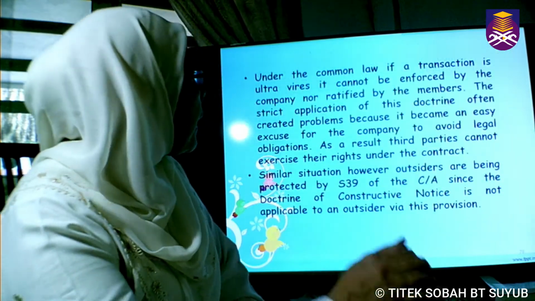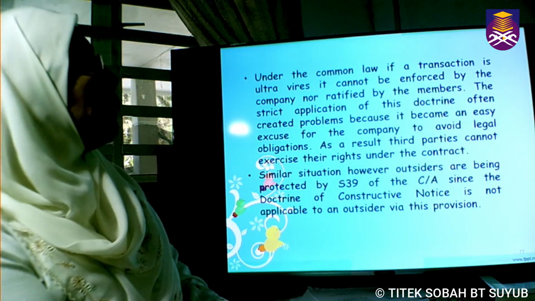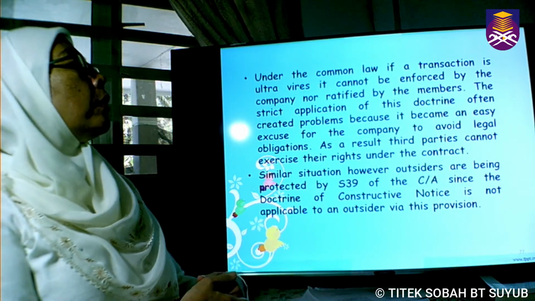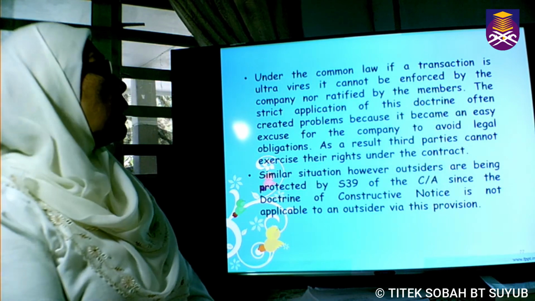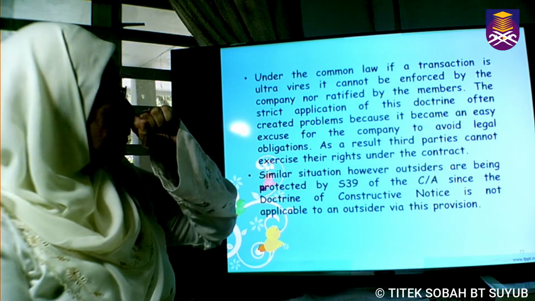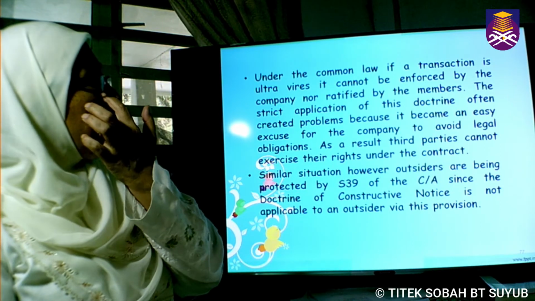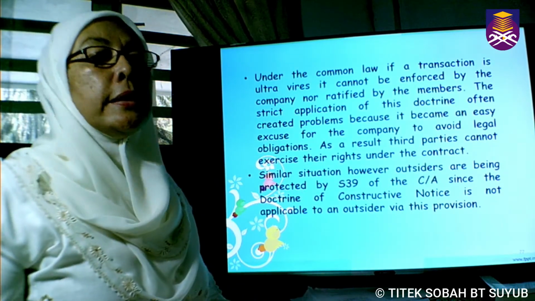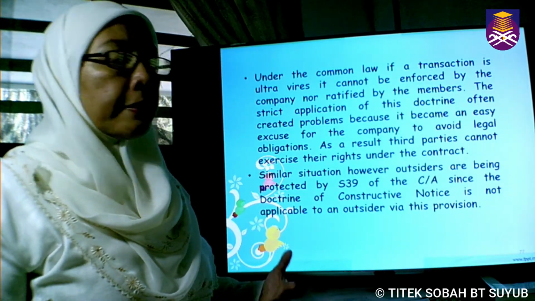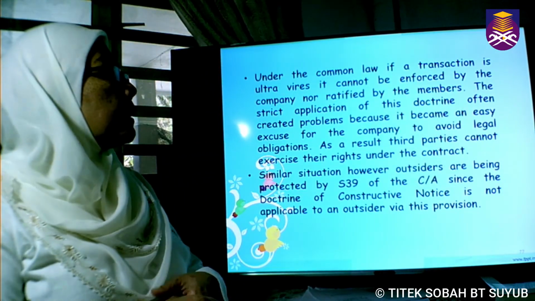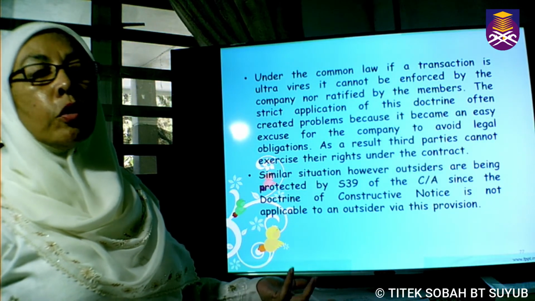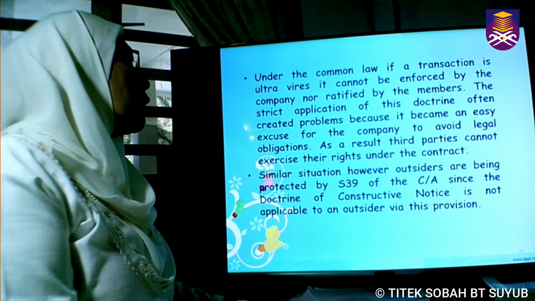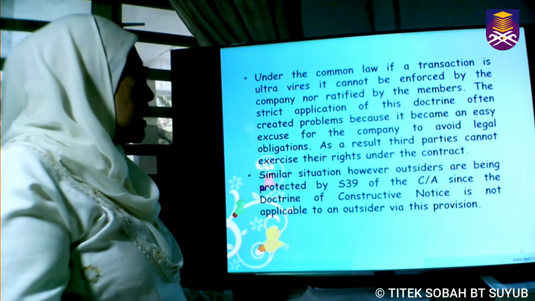Okay, so under the common law, what happens if the transaction is ultra vires? Can the members of the company ratify it, maybe during the AGM and so on? The application of the doctrine is this: it cannot be ratified, and because of that, it becomes an easy excuse for the company to avoid their legal obligation. So easily, the company can escape, because they know that if it is ultra vires they do not have to perform, and then they will not be liable. They can easily try to avoid the obligation under the law. As a result, the third parties cannot exercise their rights against the company.